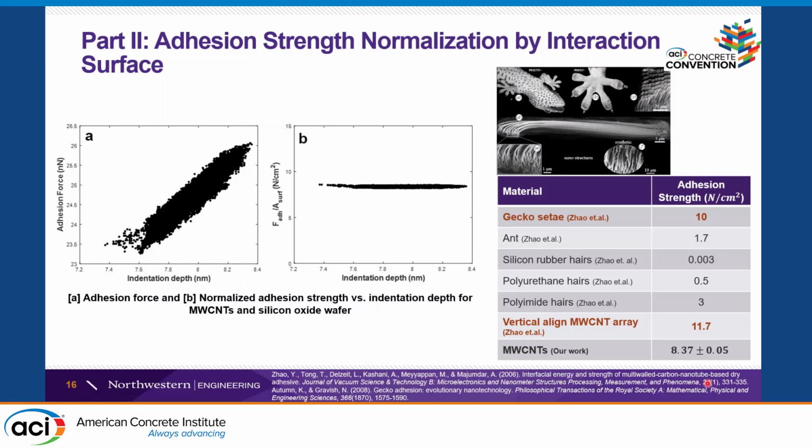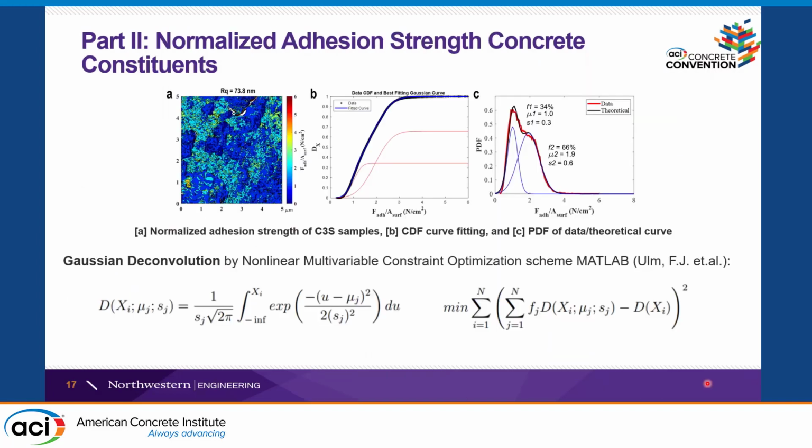same magnitude of measurements. But we didn't want to only do the adhesion force on a homogeneous substrate like a silicon wafer. So when we go to a cementitious substrate, we have different phases in the heterogeneous system, and we will be using a Gaussian deconvolution process from Professor Raul to get the different Gaussian phases that contribute to the overall measurements of adhesion strength.